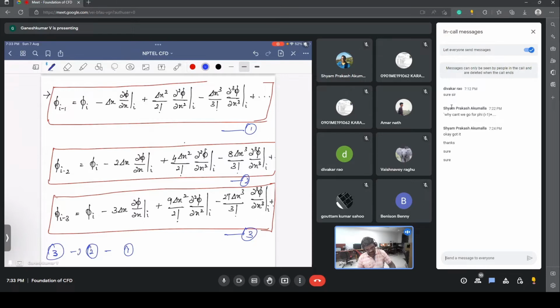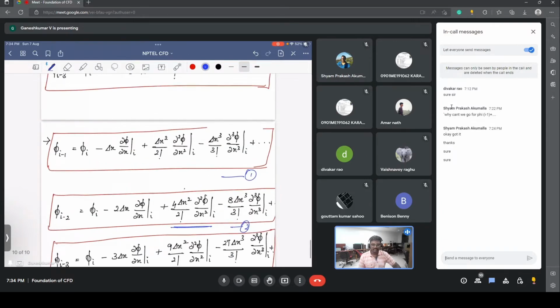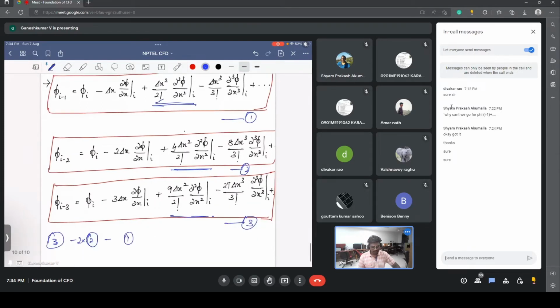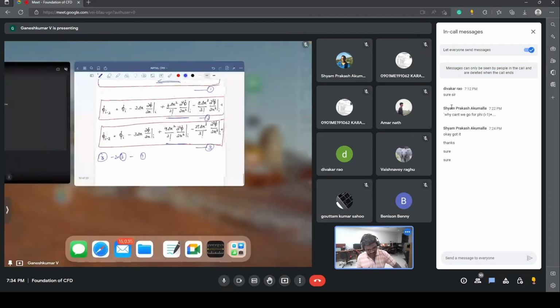Say you multiply this by 2. Now what happens? So this term would be 9 delta x square by 2 factorial. This term would be 8 delta x square by 2 factorial. So 9 minus 8 would be 1. Then this term is already delta x square by 2 factorial. So we can easily eliminate these three equations. Let me write it down and show you.